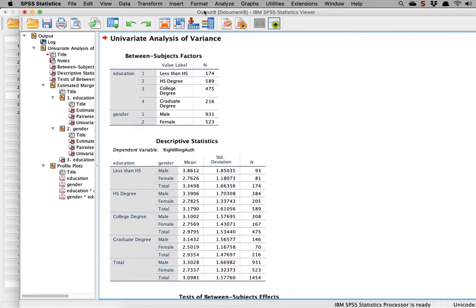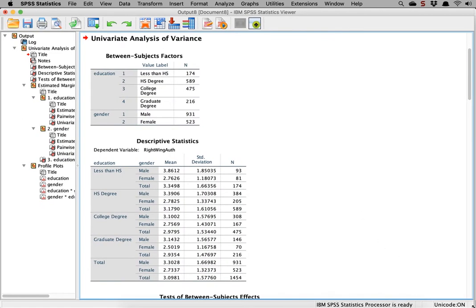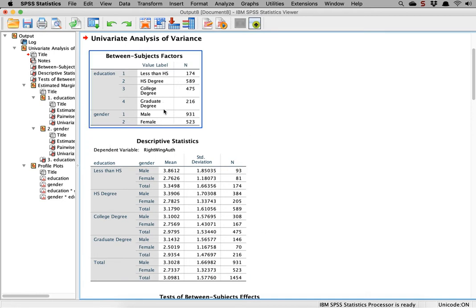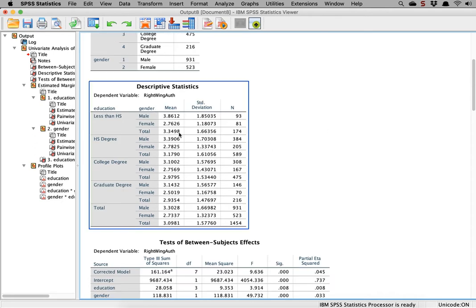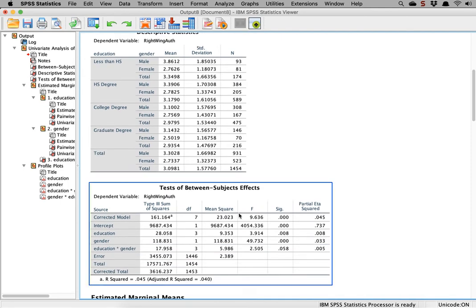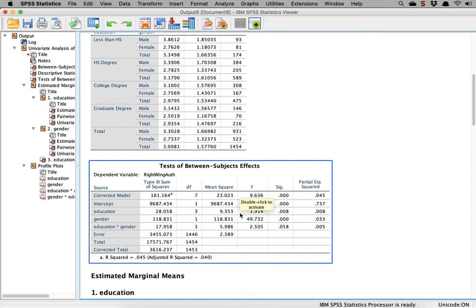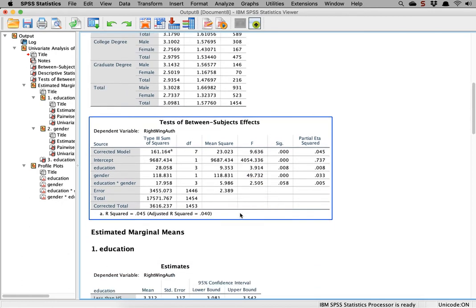Okay, here's my output window. It's running. All right, here's our basic summary of the Ns associated with each factor for each of our variables. Here's the means associated with every possible combination of our factors with each other. Here's our basic ANOVA table that we would look at typically first to determine do we have any main or interaction effects.